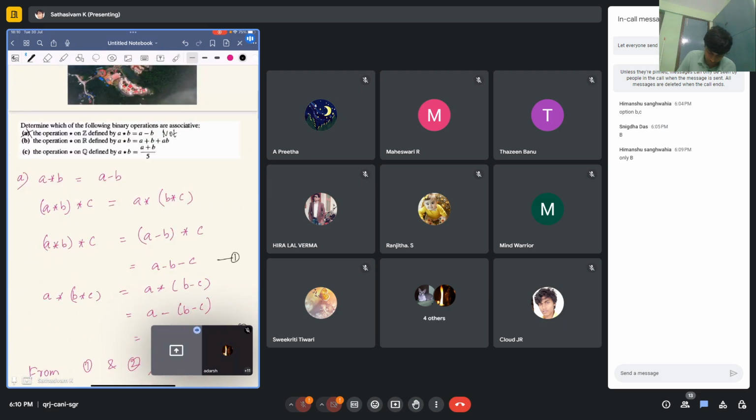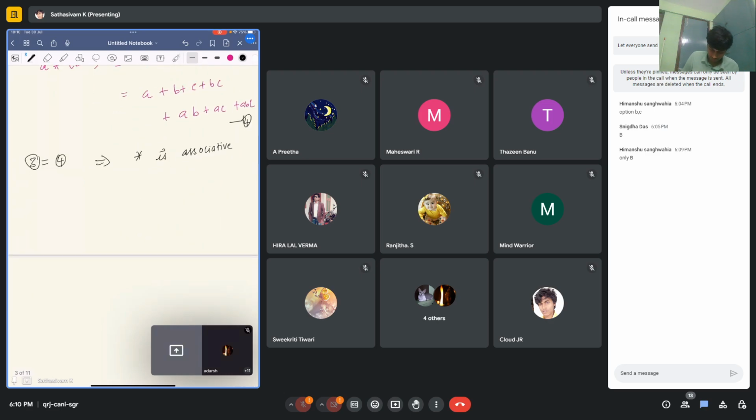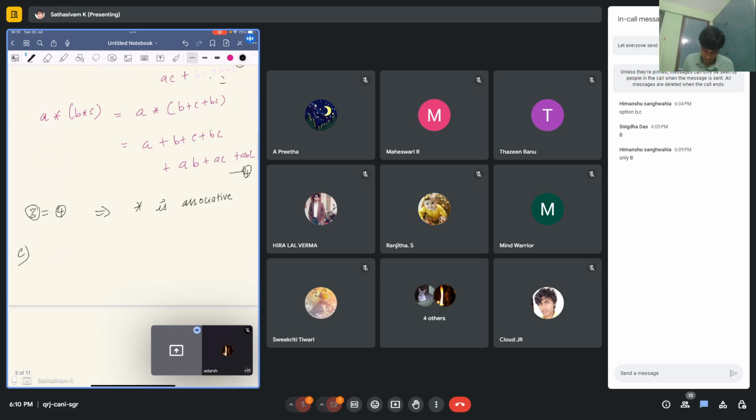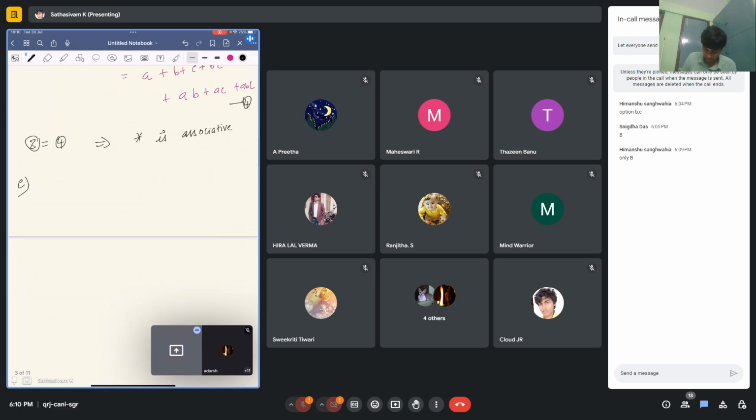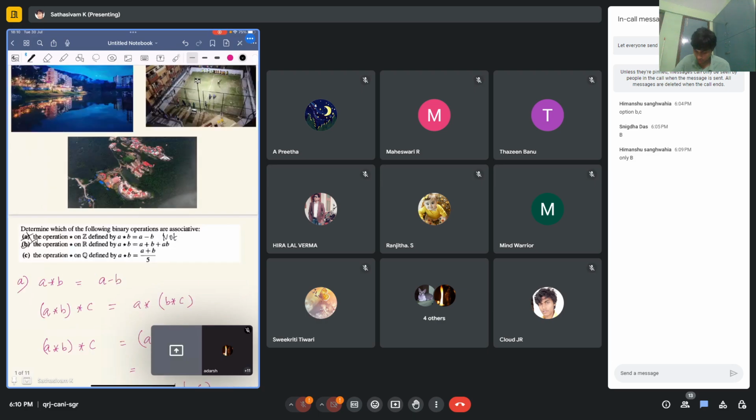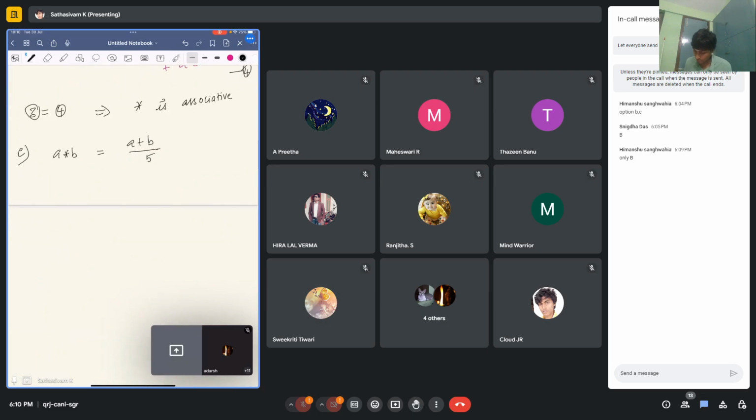Let's do the third one also. So this is correct. Let's do the third one. Okay, so the third problem, I think this is B, right? So A star B, this is defined on Q. How you define is A star B is (A plus B) by 5, I think. Yeah, this is correct. Now let's compute again the same thing.